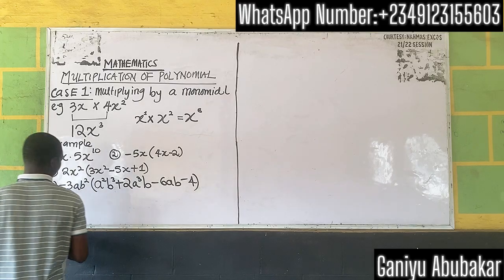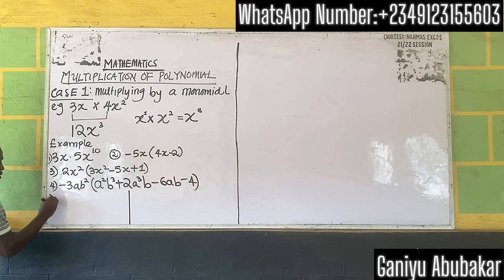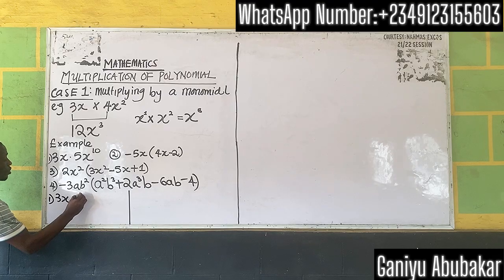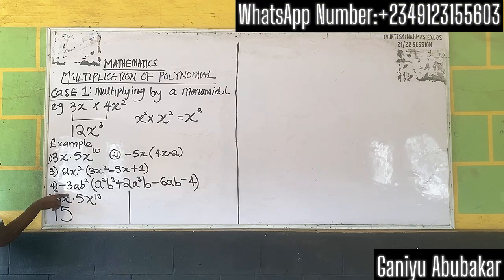So let's solve this together. Solution for number 1 here: I have 3x times 5x to the power 10. We said 3 times 5 gives you 15. Then x times x to the power 10, where the power here is 1.